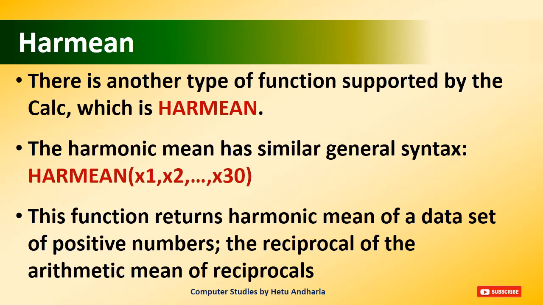Another function used to find the mean, with a little difference, so try to understand, is Harmonic. There is another type of function supported by Calc which is Harmonic. The Harmonic Mean has a similar general syntax. This function returns the harmonic mean of a data set of positive numbers, the reciprocal of the arithmetic mean of reciprocals. There will be a minor difference in the result when you find the mean using Geo Mean and Harmonic. So practically I will teach you both the things.